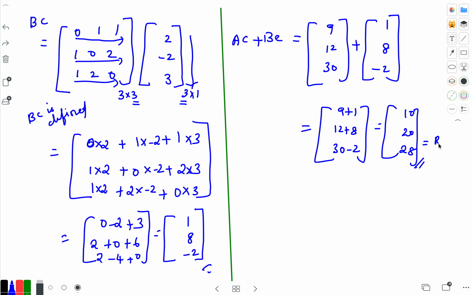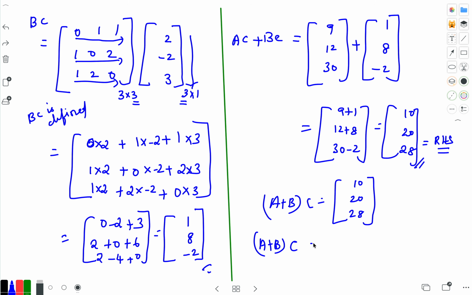This is RHS. So (A plus B) into C is 10, 20, 28. Then AC plus BC is also 10, 20, 28. So (A plus B) into C is equal to AC plus BC.